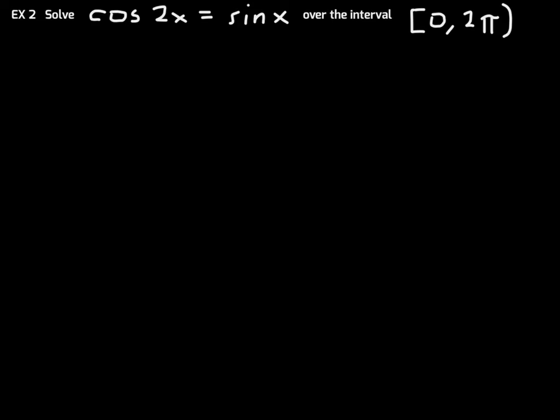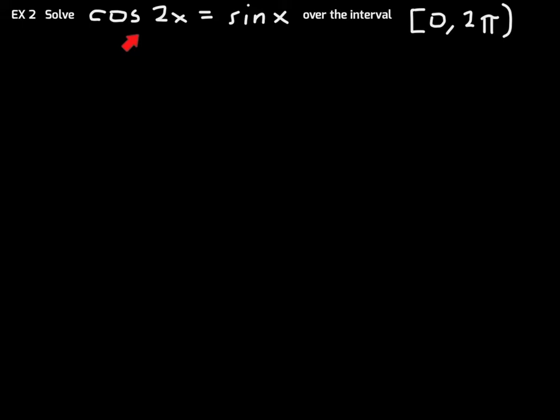Okay, guys, my first instinct is to work with that left-hand side. It's a double angle. When I think about my double angle identities for cosine, I remember that there are three different ones.